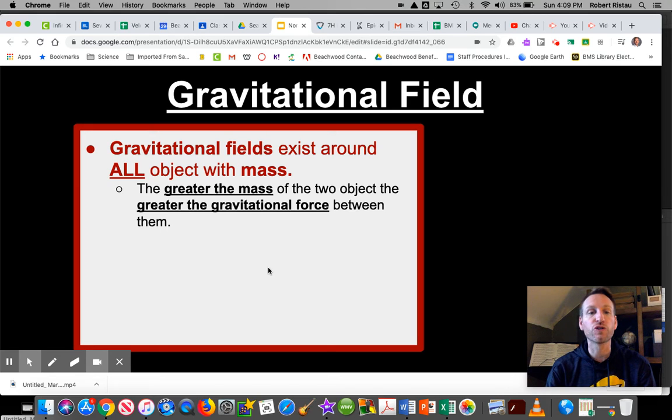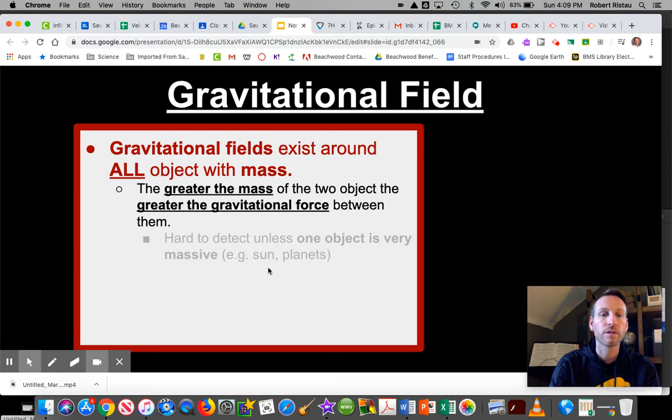All right, so you should have found for the first part that the greater the mass, the more gravitational force you have. So greater the mass, greater gravitational force. Super important concept for you to master for this. Greater the mass, greater the gravitational force.